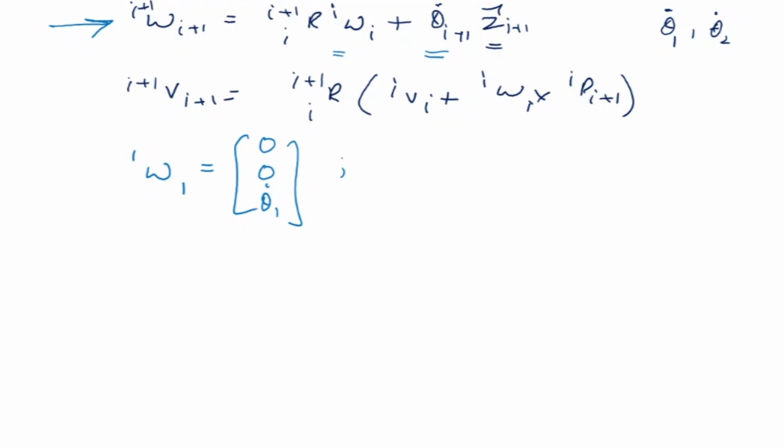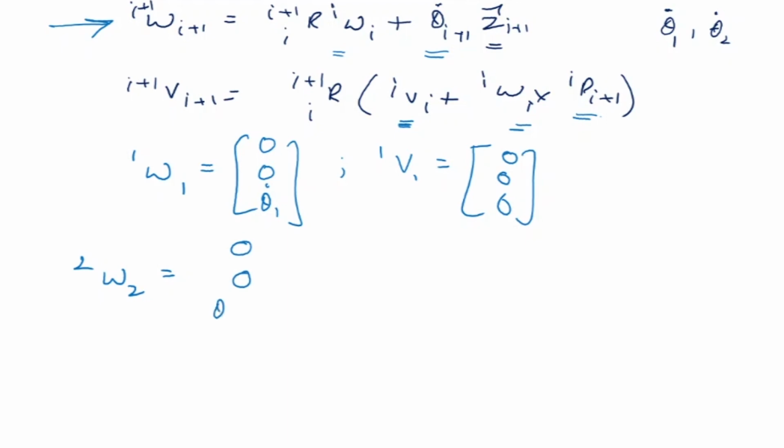So this is my angular velocity. What about the linear velocity? Again, the velocity of the previous link is 0, so it will only have the second component. And the distance between the origins of frame 0 and frame 1 is 0, so P i is 0 for frame 1 and frame 0. So this will become equal to 0. Okay, what about omega 2? Omega 2 is equal to the angular velocity of the previous link plus its own, so this is equal to 0 0 theta 1 dot plus theta 2 dot.